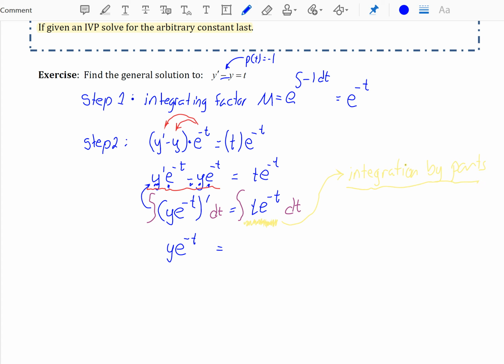So remember, with integration by parts, you have to pick a u function, a dv. We differentiate to find du. We integrate to find v. So here I'm going to choose to let u equal t, and the dv be e to the negative t dt.